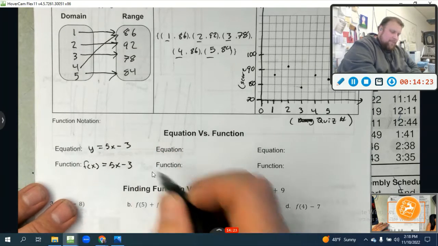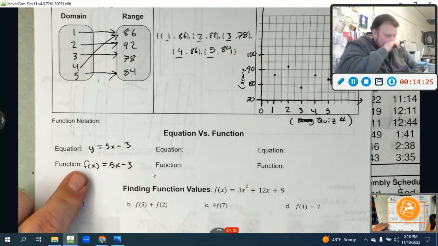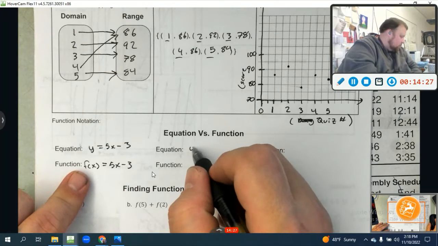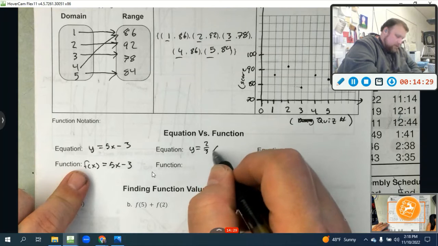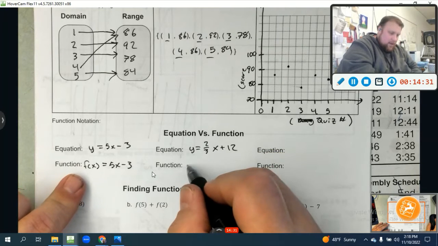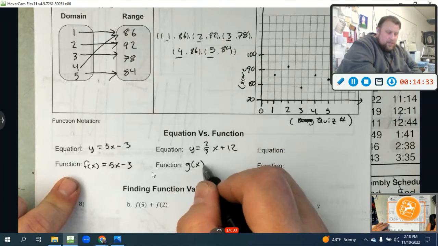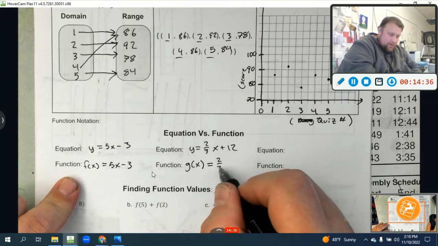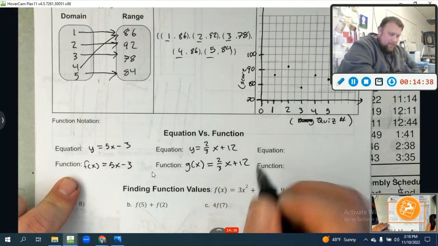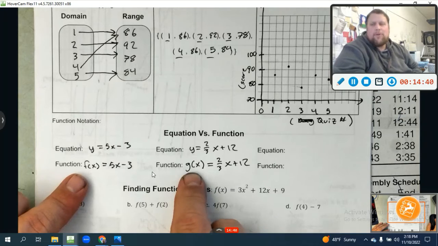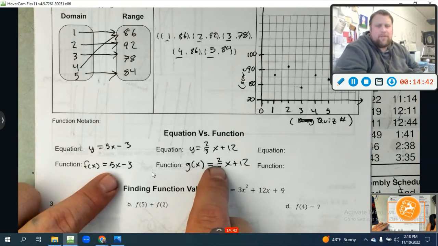Now, at times I'm going to have more than one function. So again, let's look at the equation y equals 2 thirds x plus 12. I could write it as g of x, just to differentiate it, is 2 thirds x plus 12. f of x and g of x, they both are just function notation. They're just denoting different functions, okay?